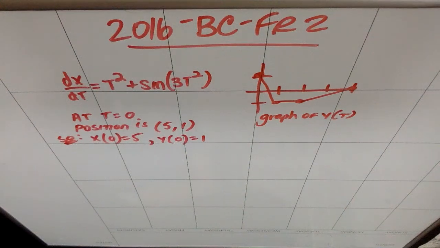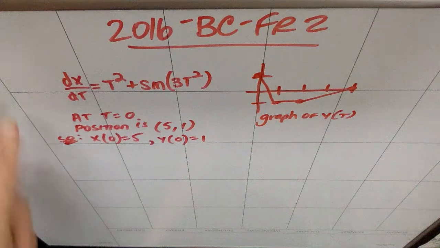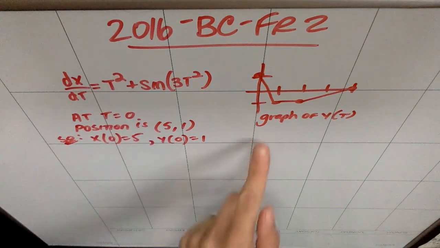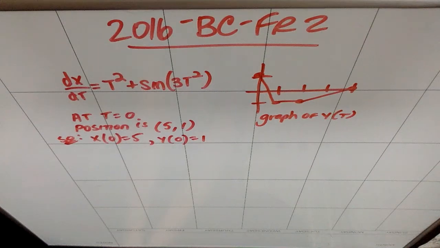Back at AP Review. We're doing 2016 BC Free Response 2, which is a parametric problem. So at time t, the position of a particle moving in the xy plane is given by the parametric functions x of t, comma y of t, where dx/dt is this thing that we're given here. And the graph of y of t is here, and it's 3 line segments shown in that image, which is much better on the real AP, so use the real AP's image.